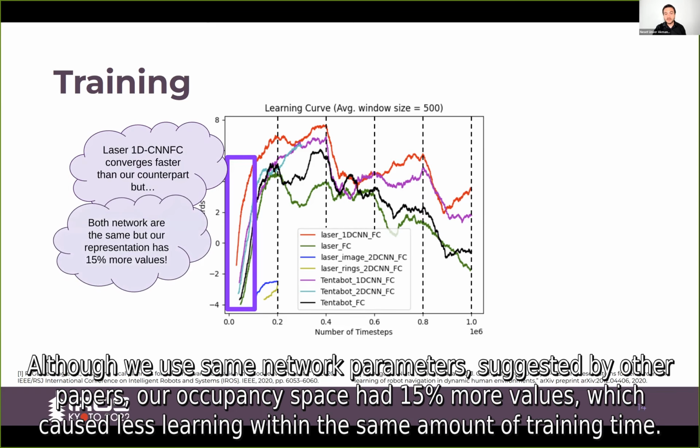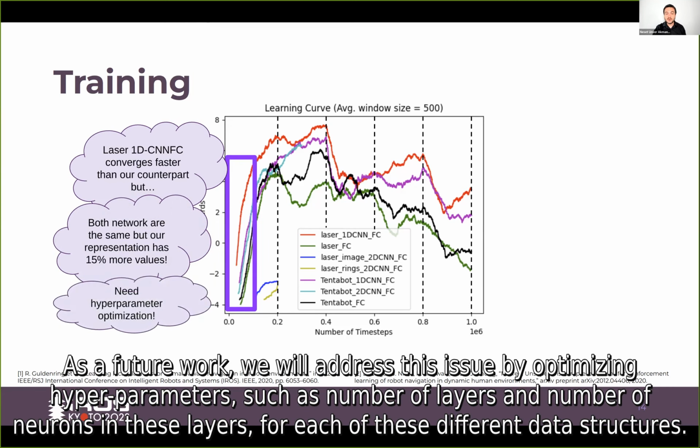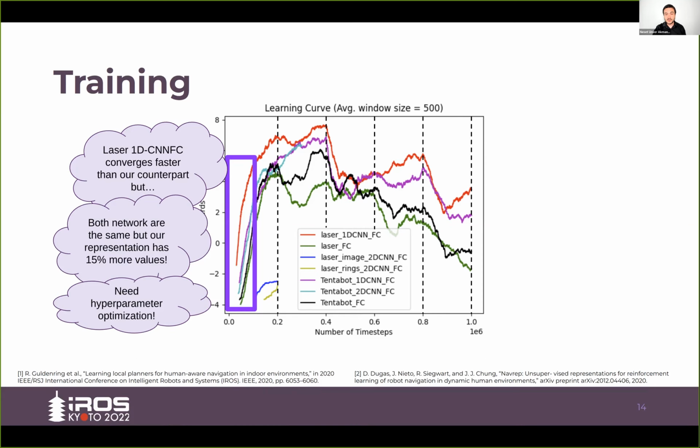Although we use the same network parameters suggested by other papers, our occupancy space had 15% more values, which caused less learning within the same amount of training time. As future work, we will address this issue by optimizing hyperparameters, such as number of layers and number of neurons in these layers, for each of these different data structures.